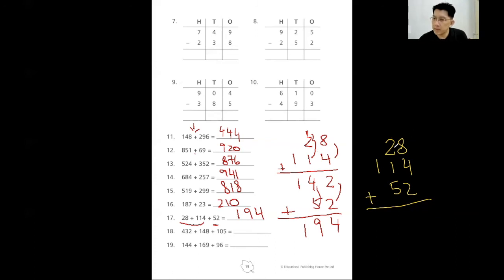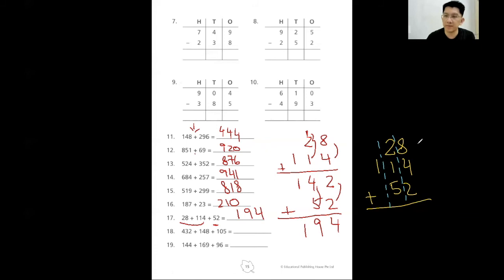So that is the ones. That's the tens. Okay, I'm going to change back to yellow because we are going to do our calculation now. So we are going to do it from the right-hand side.